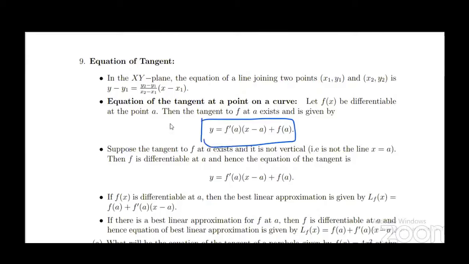So the equation of the tangent is nothing but this. Given a function f of x, if it is differentiable at A, then you can define the tangent at that point. The equation of the tangent line is y is equal to f dash of A into (x minus A) plus f of A. If the tangent exists, it means that the function is differentiable. So when does the tangent not exist? When the function is not differentiable at a point, then the tangent does not exist.